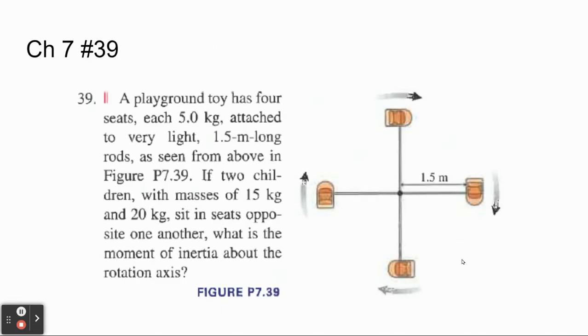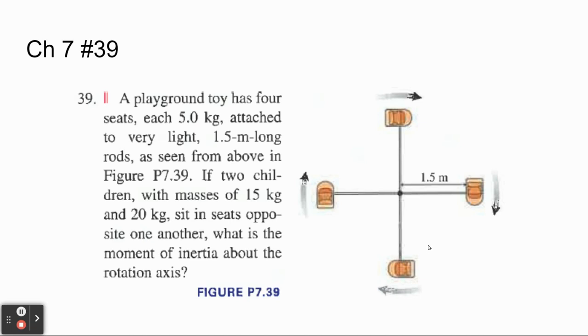So here's an example of a playground toy. This thing has 4 seats, each of 5 kilograms, attached to very light 1.5 meter long rods. What that means is you do not need to worry about the mass of these rods. We're just going to ignore them. And then there's 2 kids, one that has a mass of 15 kilograms and one that has a mass of 20 kilograms, and they're going to sit opposite one another.